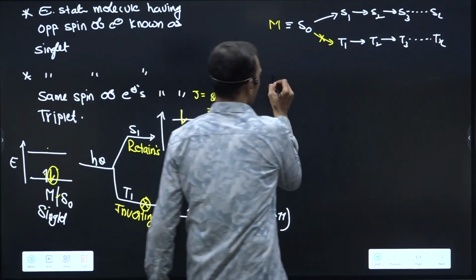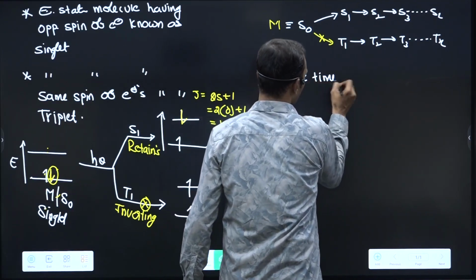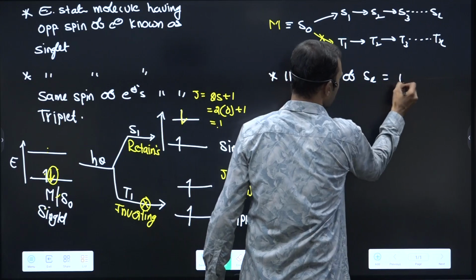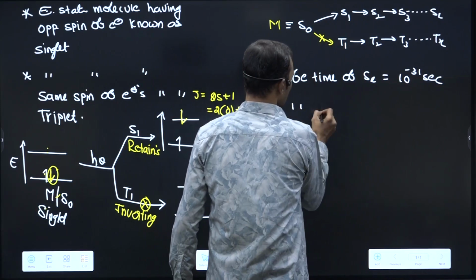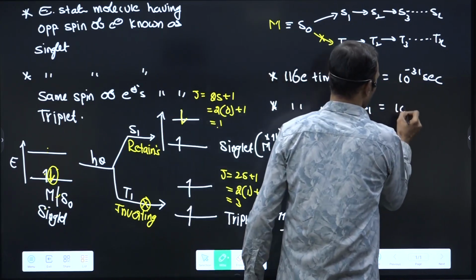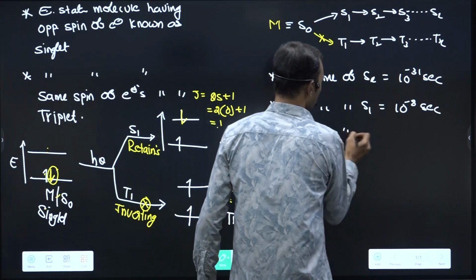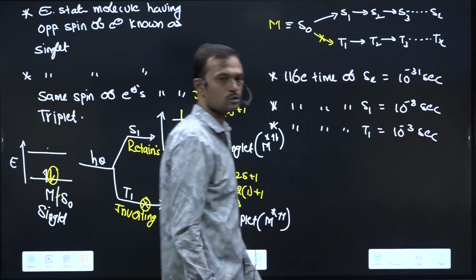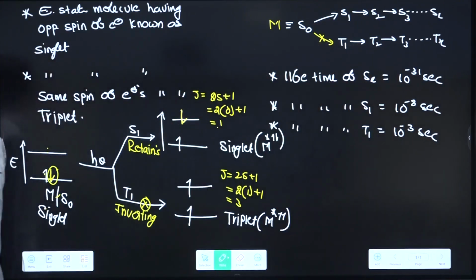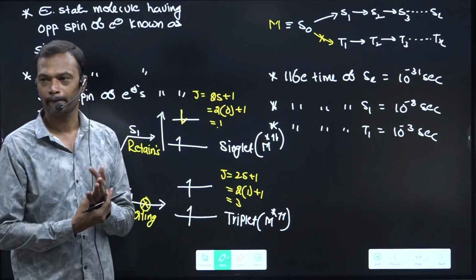Here I am writing 1.C, lifetime. Lifetime of Sx is 10 to the power of minus 13 second. Next, lifetime of S1 is 10 to the power of minus 8 second. Then one more, lifetime of T1 is 10 to the power of minus 3 second. It is a lifetime. What is the use of lifetime? More lifetime means what? What is the meaning of lifetime? What is your lifetime?